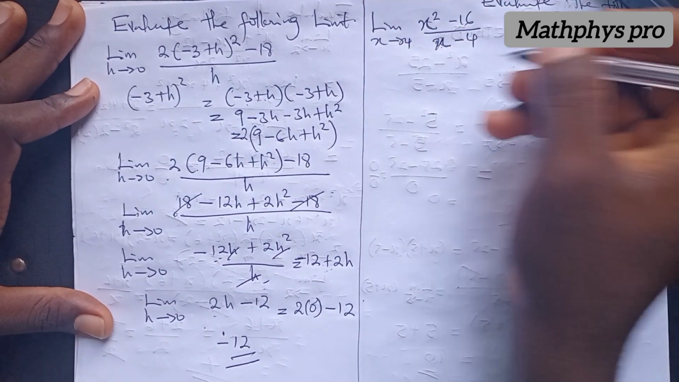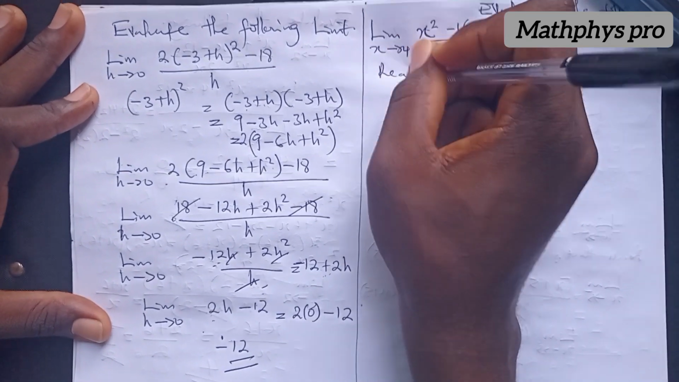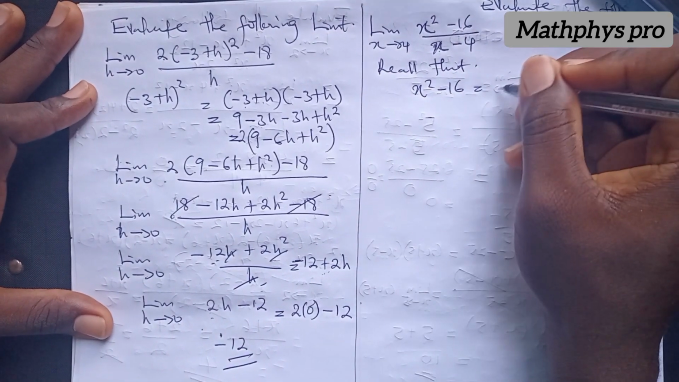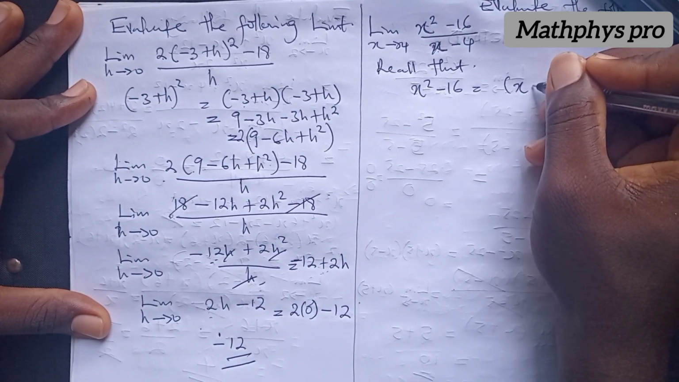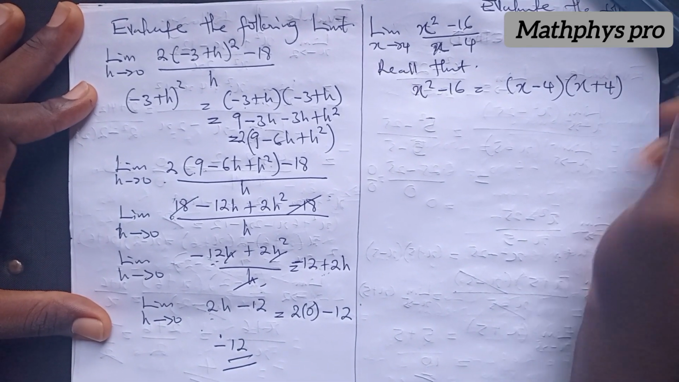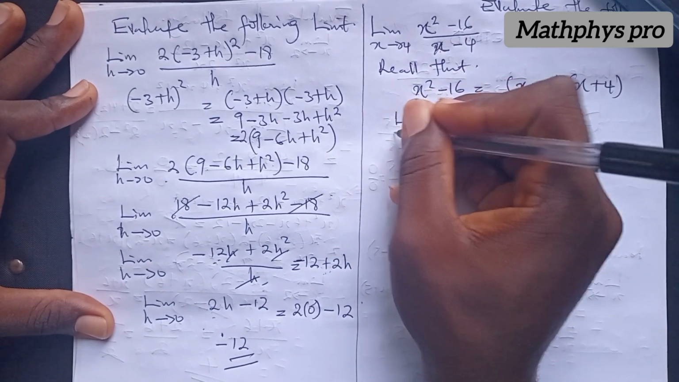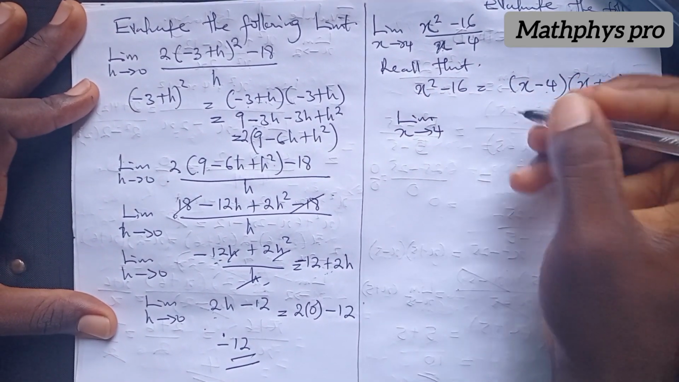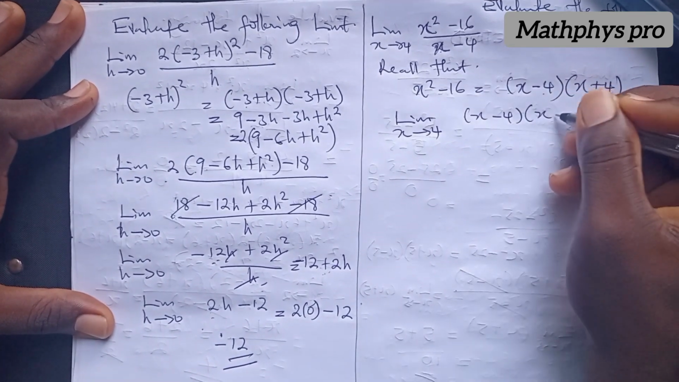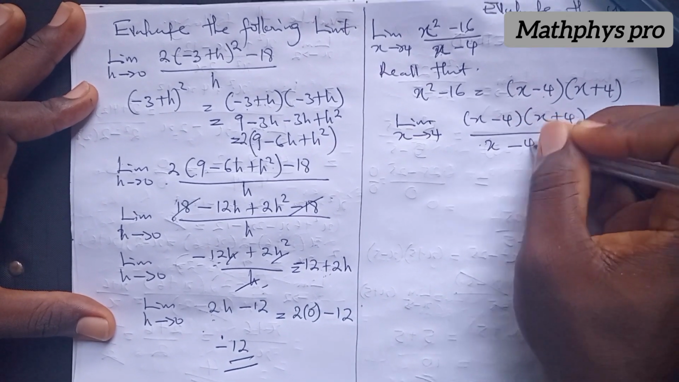So the best way to solve this is by using the factorization method. So using a factorization method, we have to factorize this. So we can recall that x squared minus 16 is equal to x minus 4 times x plus 4. So we substitute this with this. So we can say the limit when x tends to 4, x minus 4, x plus 4 over x minus 4.